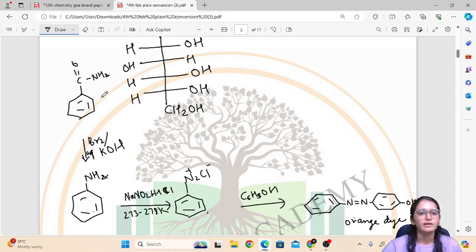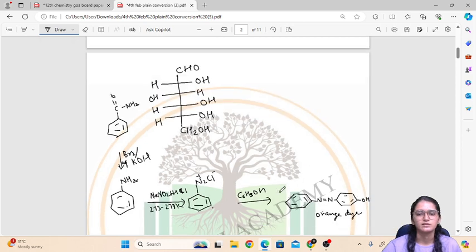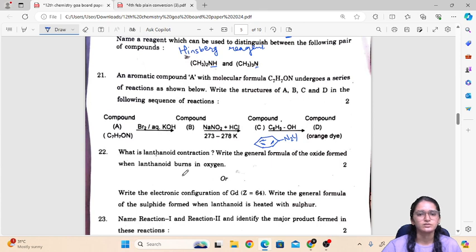This is the amide, benzamide. When treated with bromine and aqueous KOH, we get aniline. When that is further treated with NaNO2 HCl, we get N2Cl attached to the benzene, which is called benzene diazonium chloride. And when it is further treated with phenol, we get an orange dye, para-hydroxydiazobenzene. So this is our reaction.